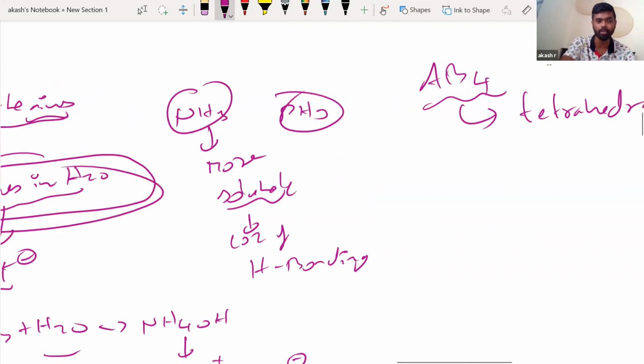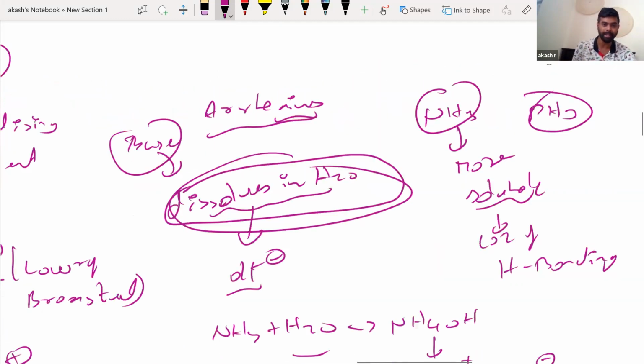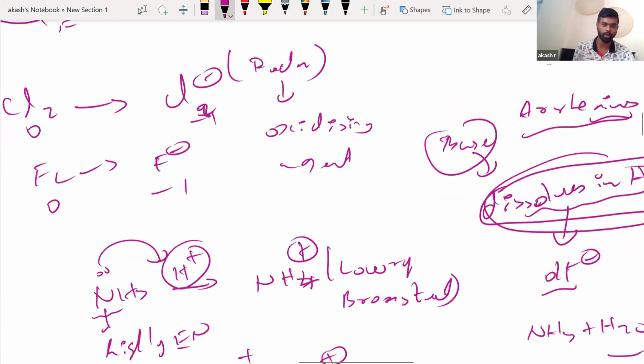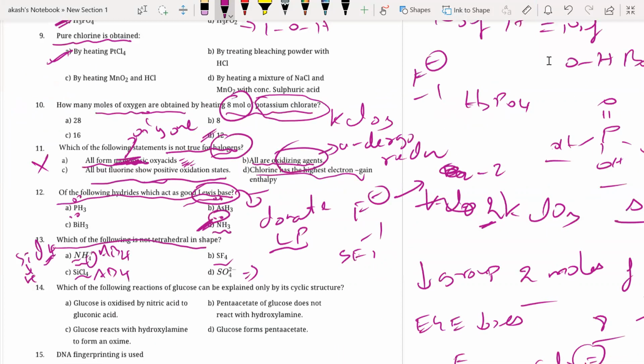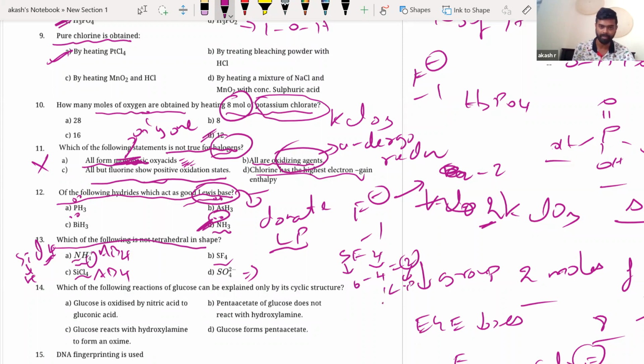So obviously the answer to this question would be SF4. How do we check? In SF4, sulfur has 6 valence electrons. Out of them, 4 are involved in bonding with fluorine, so 2 electrons are left out, that is 1 lone pair. So this belongs to the category of AB4L. Even though there are 4 bonding atoms, there is an extra lone pair present. This would have formed a seesaw shape. Anyways, it is not tetrahedral, so the correct answer would be B.